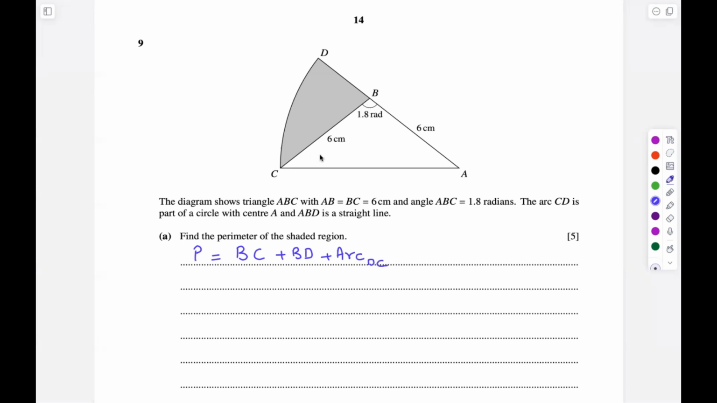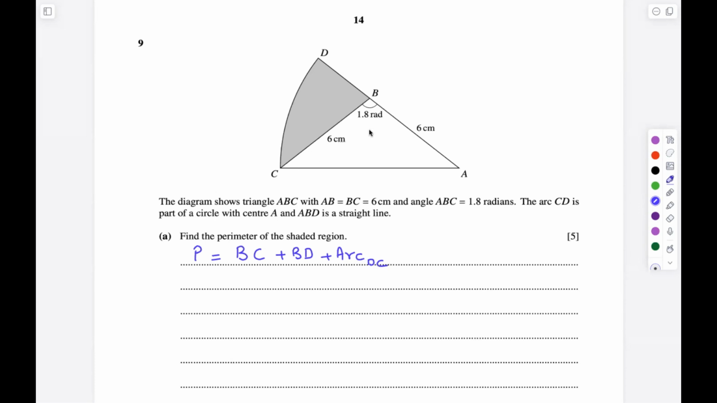Now, we already know that the line BC is 6. To find the length of BD, we need to find the length of AD. Now, AD will be equal to AC as they are both the radius of the circle. And to find the length of the arc CD, we'll have to apply the formula S equals r theta. So for that, we'll have to find the length of AC.